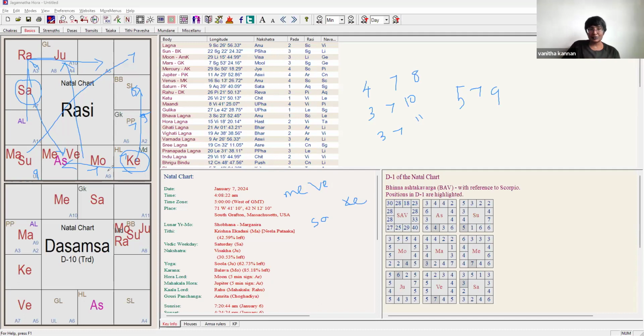Ketu is aspecting by the 11th aspect, correct? Saturn was aspecting with which one? Saturn is the 10th aspect. I went very fast, so there was a bit of confusion.